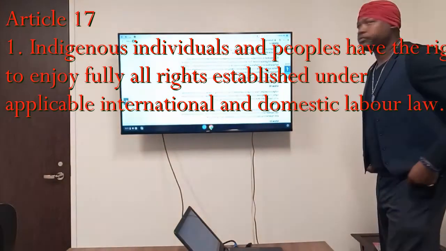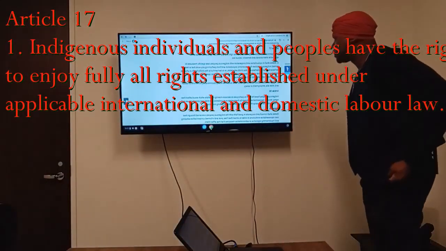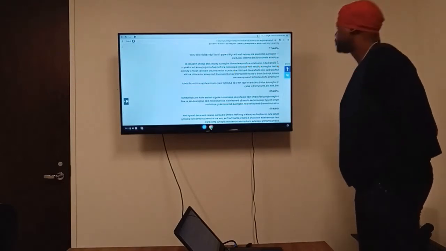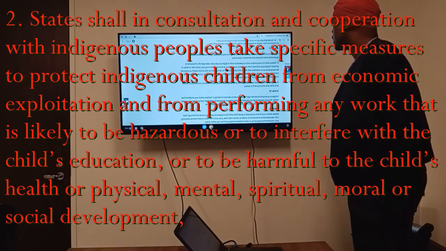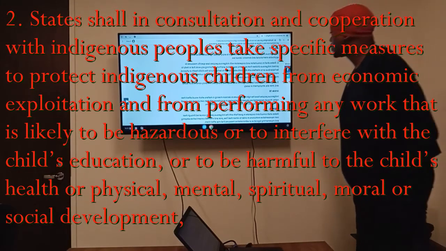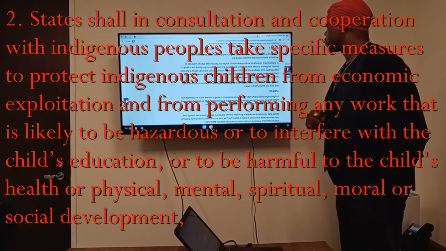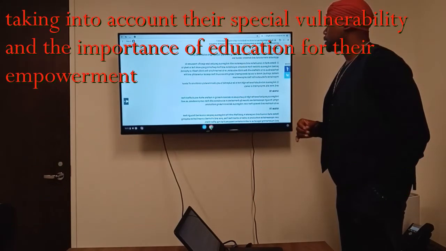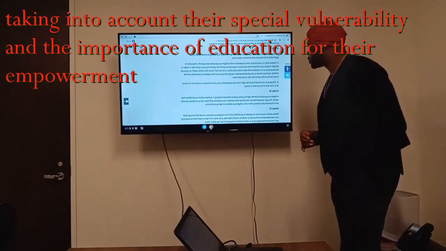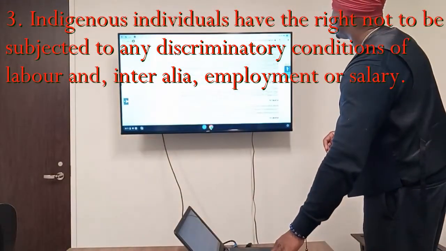Section 1. Indigenous individuals and peoples have the right to enjoy fully all rights established under applicable international and domestic labor law. Section 2. States shall, in consultation and cooperation with indigenous peoples, take specific measures to protect indigenous children from economic exploitation and from performing any work that is likely to be hazardous or to interfere with the child's education or to be harmful to the child's health or physical, mental, spiritual, moral, or social development, taking into account their special vulnerability and the importance of education for their empowerment. Continue on, good brother. Article 17, Section 3.